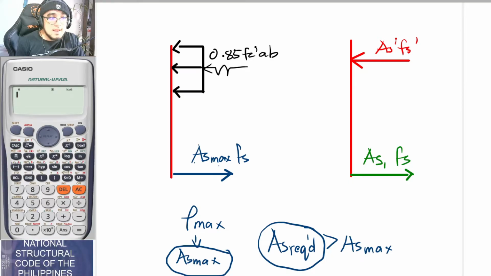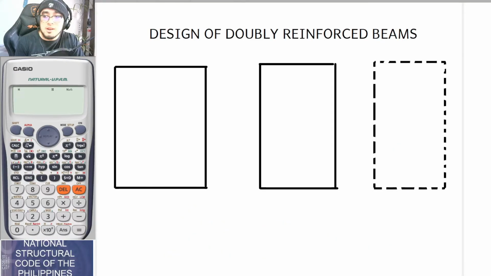So once again, that is the appeal. Okay, so when we are to design a doubly reinforced beam, the first thing that we should take into consideration, or the first thing that we should check, is if we really need it. So instead of using As max, we can actually break them into components, no? For your doubly reinforced beam, of course you would be having here your As prime. So let's say that this is to be your As prime.